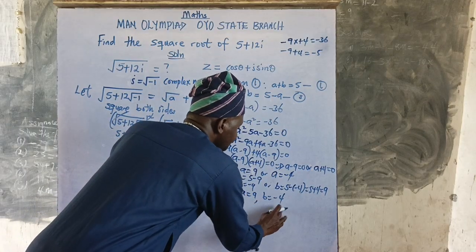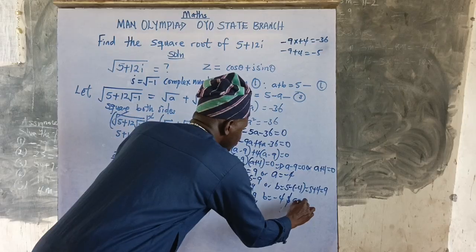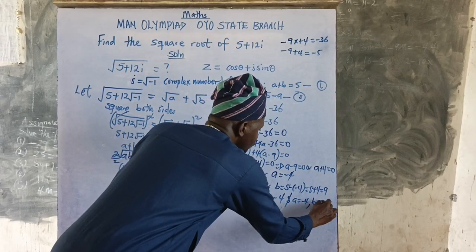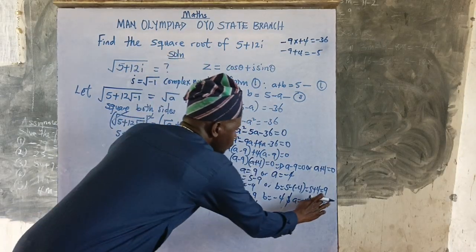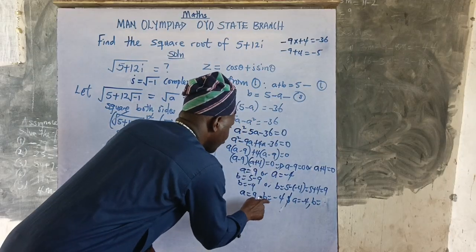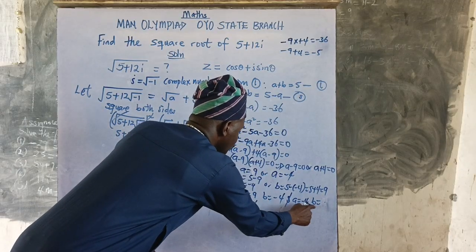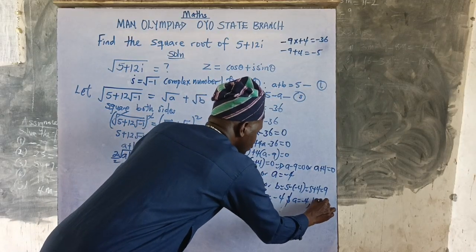And when A equals minus 4, B equals 9, this time around B equals 9.